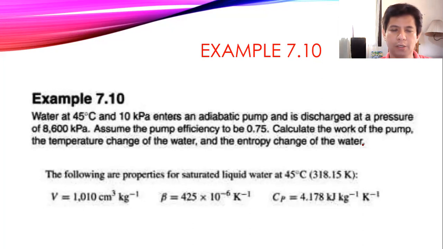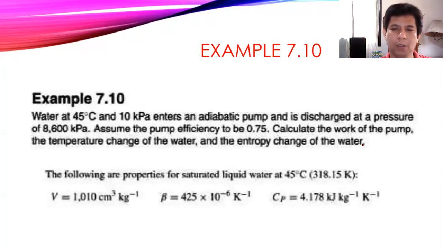As you can see, we have a given efficiency of 0.75. And then, the initial temperature is 45 degrees Celsius. That's the temperature we will use. Of course, a pump increases the pressure from 10 kPa to 8,600 kPa. So, calculate the work of the pump.